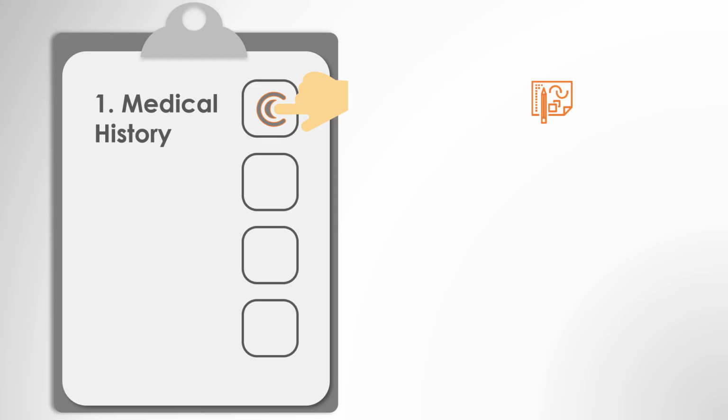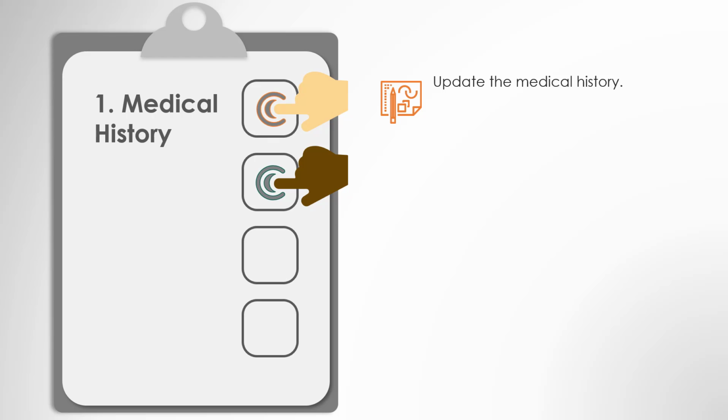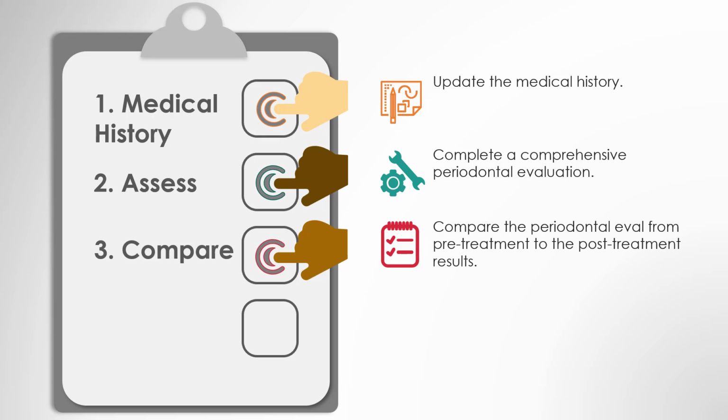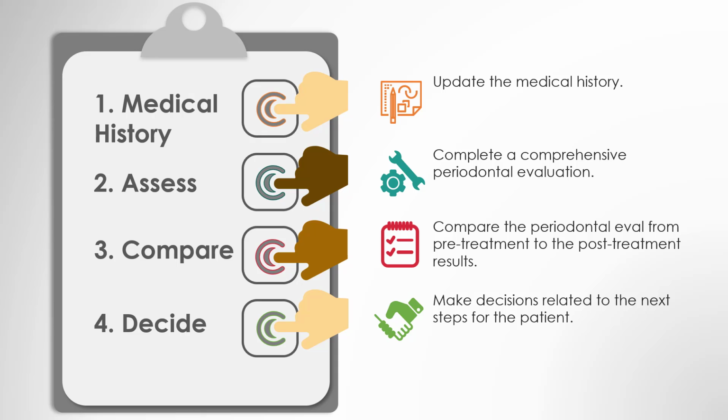So what do we do at the periodontal reevaluation? First, we need to update the patient's medical history, which is standard in any appointment. Next, we want to complete a comprehensive periodontal evaluation. Then we're going to compare the periodontal evaluation from the pre-treatment to the post-treatment results. And finally, we need to make appropriate decisions related to the next steps for the patient.